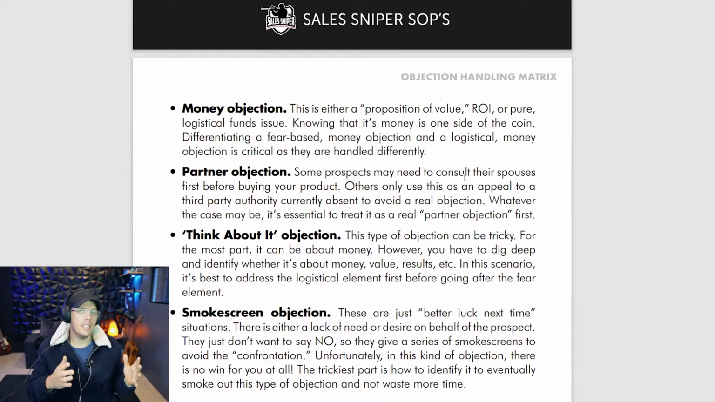So money objections are usually a proposition of value, right? Or ROI, whether it's monetary or non-monetary ROI. Money is the easiest objection to overcome, okay? So it's the first thing that we're going to try and handle within our cycle. Partner objection is the second easiest to overcome, and then think about it is much more difficult, okay? So a money objection is usually just a proposition of value, and it's usually just kind of a sticker shock thing. So we can overcome that quite easily, and I'll show you how a little bit later in the video.